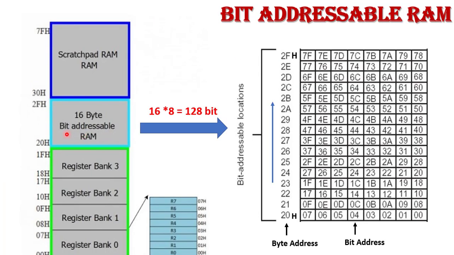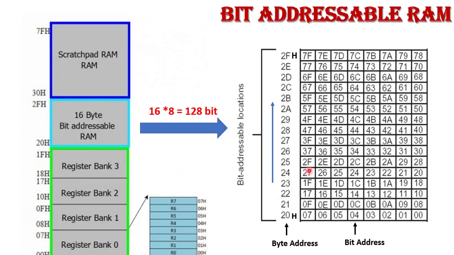Now second is the bit addressable area. The bit addressable area is 16 bytes long, whose addresses start from 20H to 2FH. In the bit addressable area of 16 bytes, each byte has 8 bits, so the total is 16 multiplied by 8, that is 128 bits in the bit addressable area.